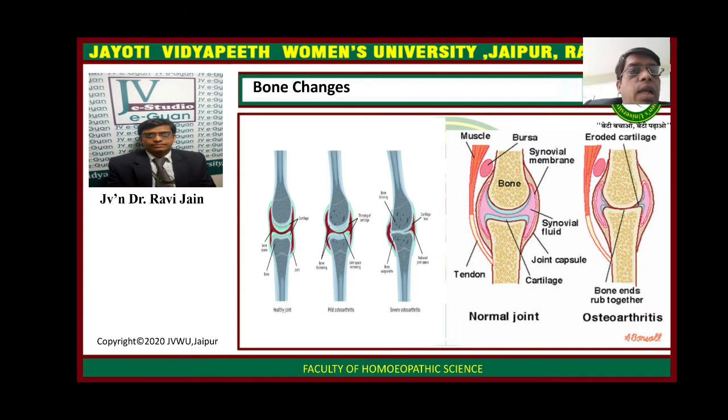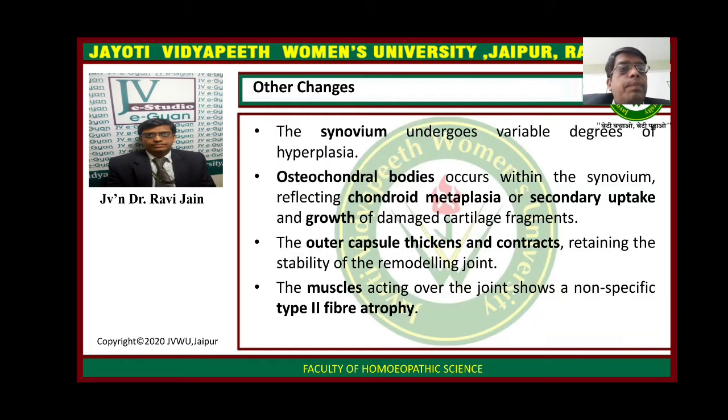Now this is also again the pathophysiology. First of all, the healthy joint, next the mild osteoarthritis changes, and the third with severe osteoarthritis. In severe osteoarthritis, you can see the cartilage loss and the bone remodeling. On the right side, you can see a normal joint with the muscles, the bursa, synovial membrane, the bone, the tendon, cartilage, joint capsule, and the synovial fluid. Whereas in osteoarthritis, we have eroded cartilages and bone ends that run together. The bones rub against each other, leading to deterioration of the bone.